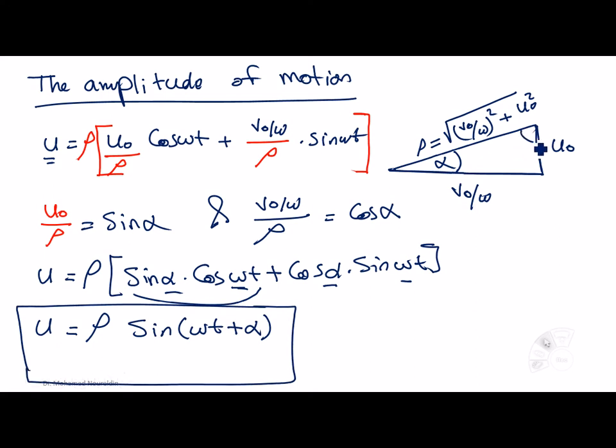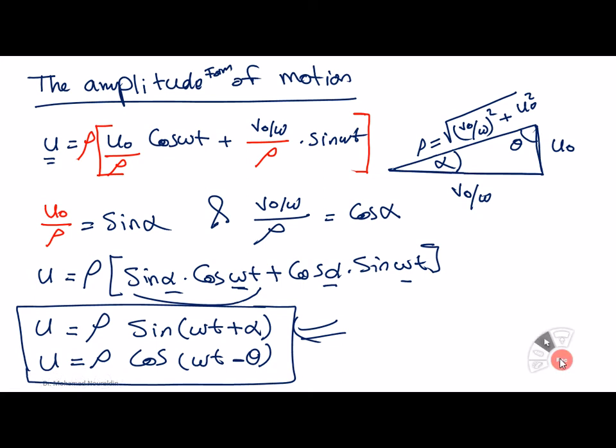If we use this to be theta, then this equation is going to be u equal to rho cosine of omega t minus theta. Also, this is based on the trigonometric relations. We call this the amplitude form of motion. You get it? This is the last thing for us for today. I hope that you understand it, and I hope to see you in the next video with another topic. Thank you, and see you.